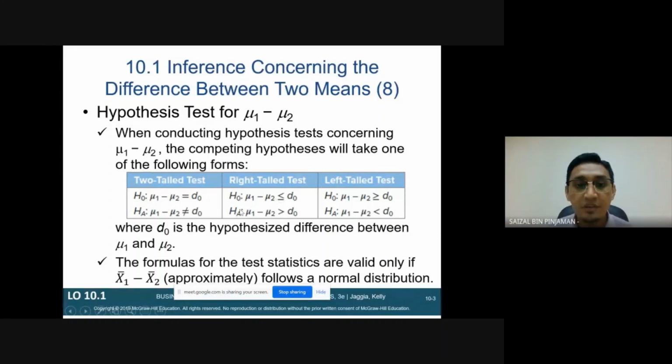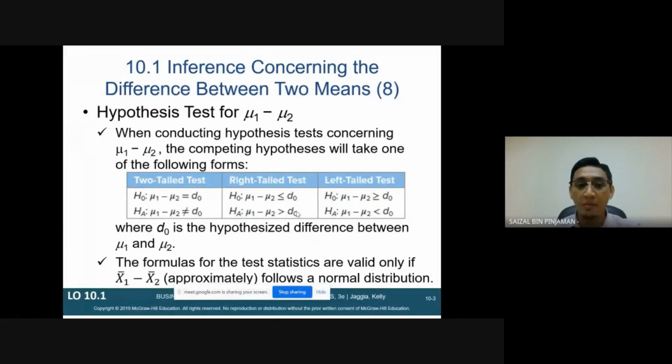So the alternative hypothesis always goes against the null hypothesis, where the alternative hypothesis states that mean for population 1 minus mean for population 2 is larger than the hypothesized difference. So if this hypothesized difference is 0, that means mean for population 1 minus mean for population 2 is larger than 0. So in other words, mean for population 1 is larger than mean for population 2, because if we subtract mean for population 2 from mean for population 1, we have a value that is larger than 0. It can be 0.1 as long as it is larger than 0.